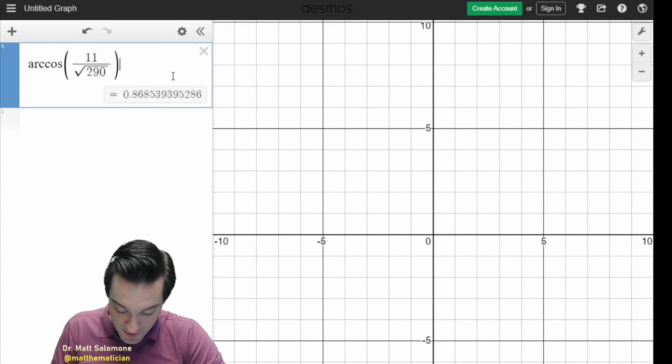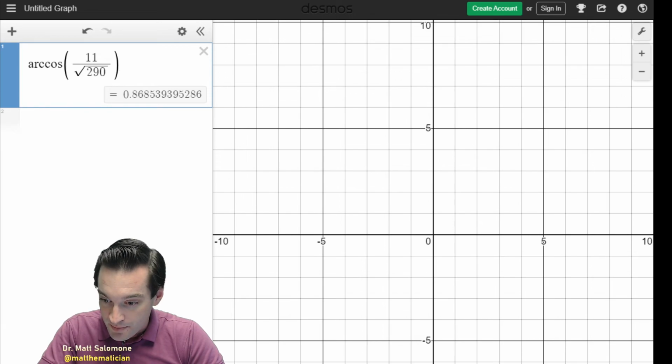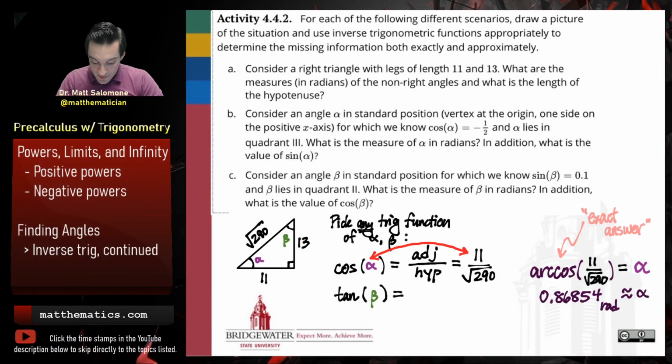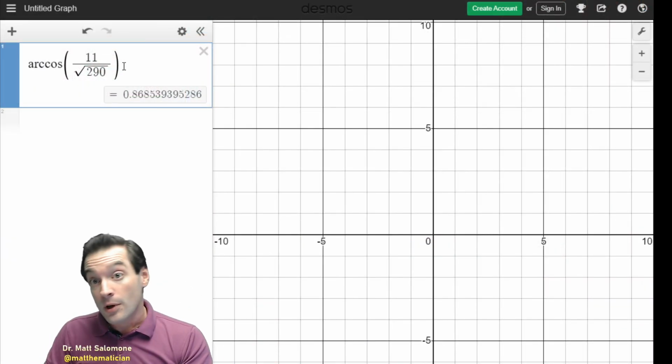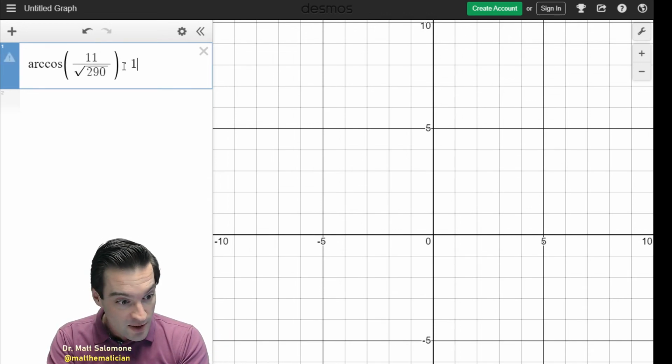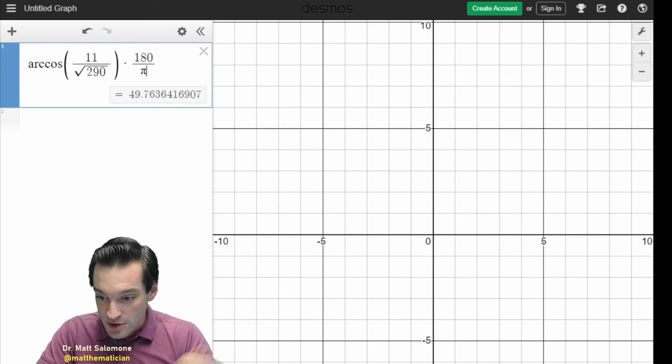By default, Desmos spits these out in radians, so about 0.8685, for however many decimals you like. And that's, again, radians. So there is an approximation for this angle. It's about 0.86854 radians. If I wanted to know how many degrees, I would just have to convert that into degrees. The conversion factor, as always, is that there are pi radians for every 180 degrees. So to go from radians to degrees, we multiply by 180 and divide by pi, and it's about 49.8 degrees.